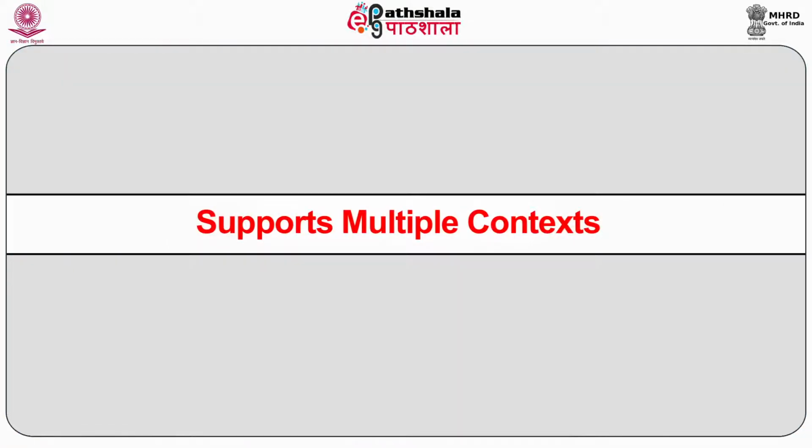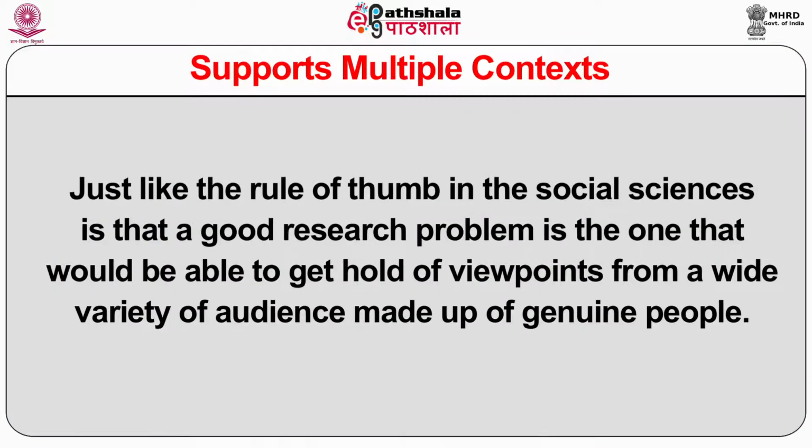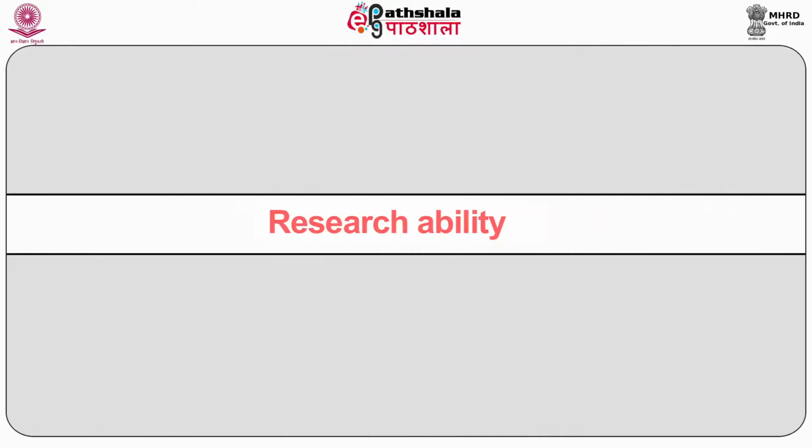Secondly, it supports multiple contexts. The problem must be put up in such a manner that avoids splitting but instead supports the verification and exploration of multiple perspectives. Just like the rule of thumb in the social sciences is that a good research problem is the one that would be able to get hold of viewpoints from a wide variety of audience made up of genuine people. Third, the researchability.